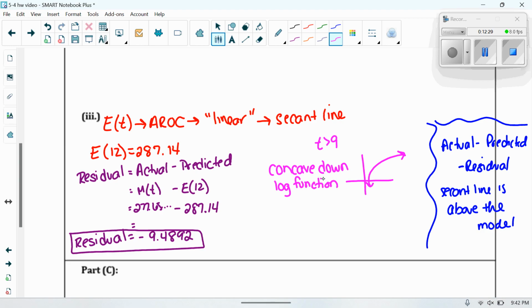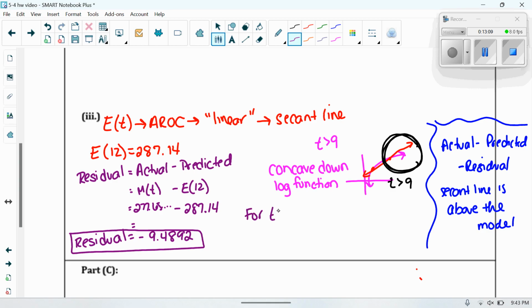So since my log function is concave down, and since my secant line would be connecting, let's say, these two values, whatever it is, it forms a straight line. Over here, if I'm looking at this portion of the graph, which is t greater than 9, my secant line is always going to be above my log function, and therefore my residuals are always going to be negative. So we just have to write that in a sentence.